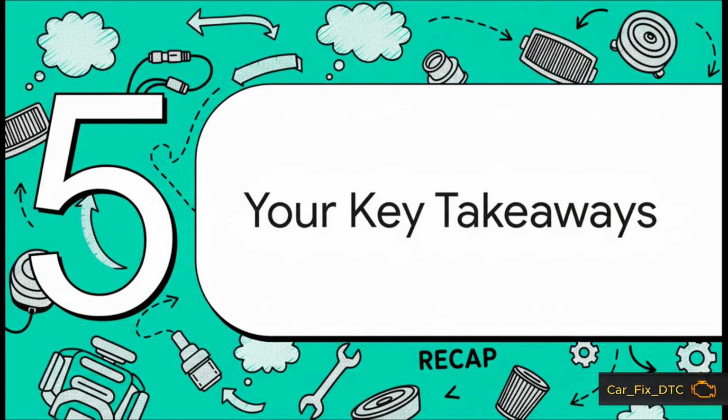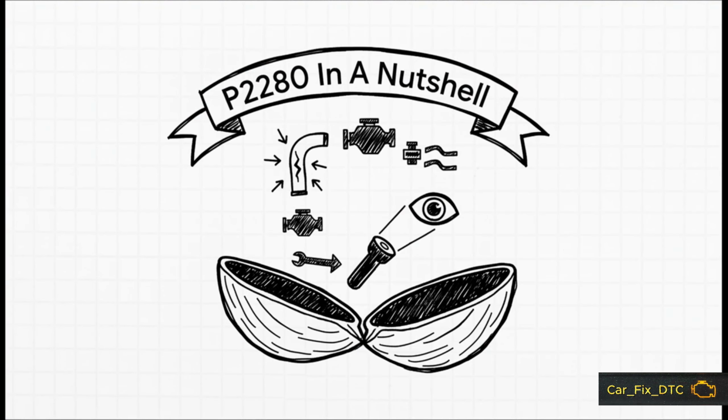Whew, okay, we have covered a lot of ground in a pretty short amount of time. So let's just take a second and recap the absolute most important things you need to remember from all this. So here it is in a nutshell. Code P2280 simply means an unmetered air leak. Your first move is always to start your investigation by visually inspecting the intake manifold, the PCV system, and all those vacuum hoses. Seriously, your eyes and a flashlight are your best tools here. Once you find that leak, you've found your repair. It really is a clear path from problem to solution.